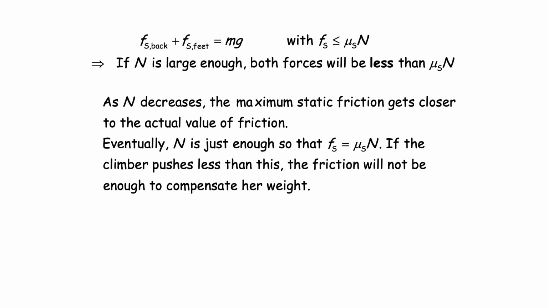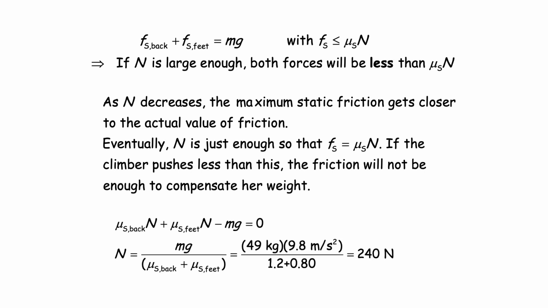As N decreases, as she decreases the normal force, the maximum static friction will get closer and closer to the actual value of the friction needed to balance her forces. Eventually, N is going to be just enough so that the total static friction is exactly equal. The maximum static friction is equal to the static friction, which is equal to her weight. If the climber pushes less than this, the friction will not be enough to compensate.